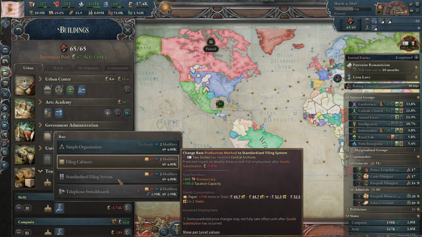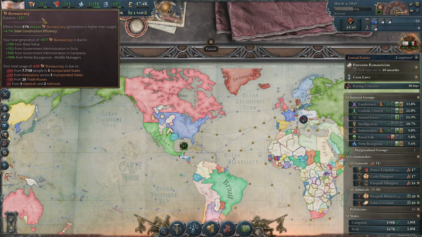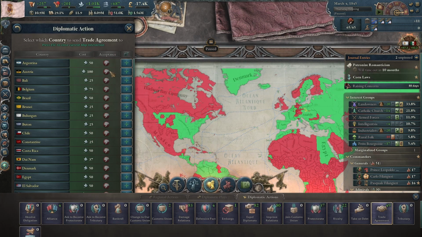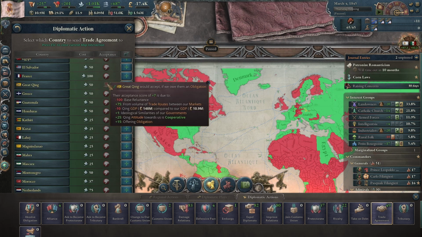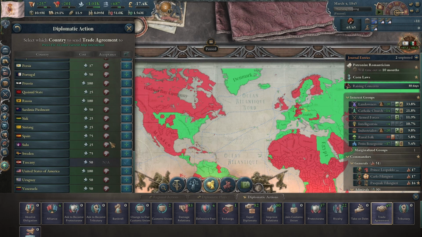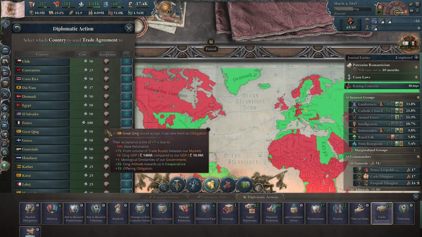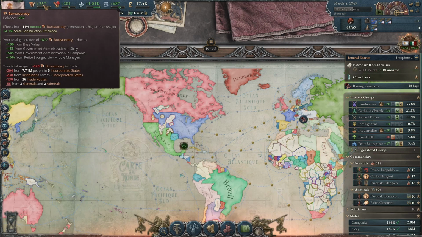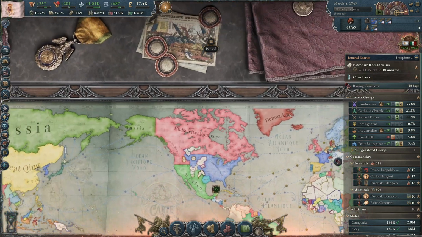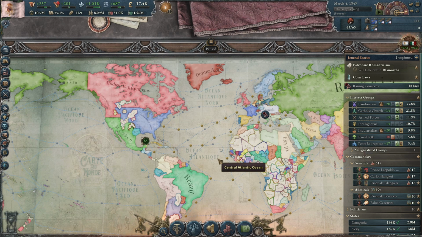It also, of course, will increase your taxation capacity, which is generally more important as a larger nation than as a smaller one, but sometimes it gets you more money. You can also remove the bureaucracy costs through trade agreements, and so getting trade agreements with some very powerful nations can sometimes be really, really good for your economy. Like getting a trade agreement with Great Qing might be really good for us here. But generally speaking, trade agreements are a little dangerous. Trade agreements are going to encourage you to get more and more trade from one specific nation, and therefore your economy is sort of attached to theirs.